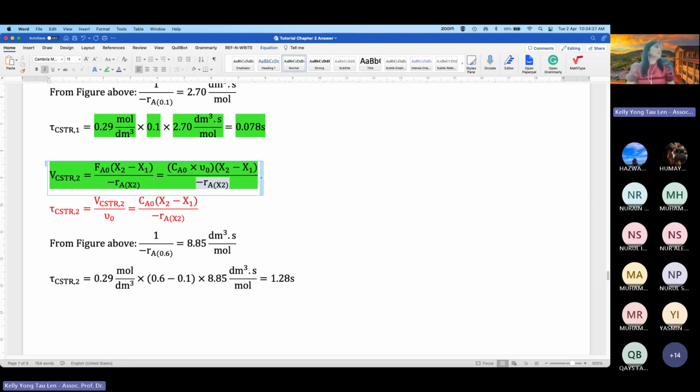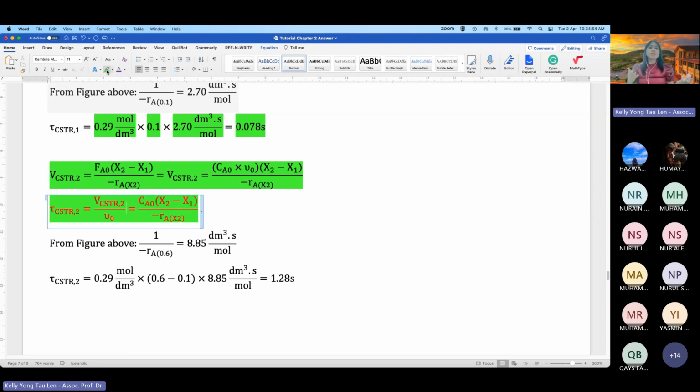So again, why do I do this? Let me write it back so that you can understand. When I write it back, I can see that if I move my epsilon naught from right to left, it becomes the denominator, and on my left side I already have volume CSTR2. So volume CSTR2 divided by epsilon naught, you already get your space time for your second CSTR. So when you move the equation, you realize that the left side is what you want, the space time for the second reactor. The right side is left with CA0 in bracket x2 minus x1 divided by minus RA at x2.